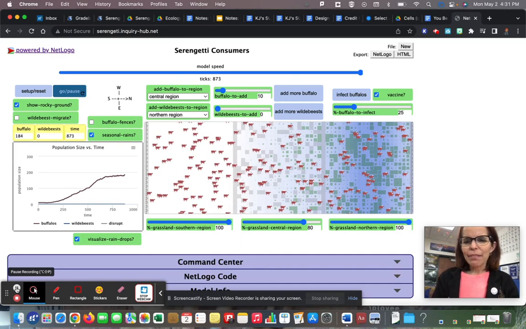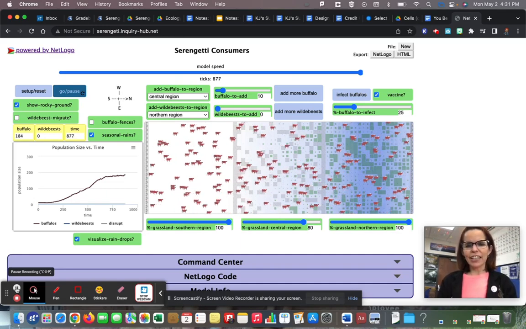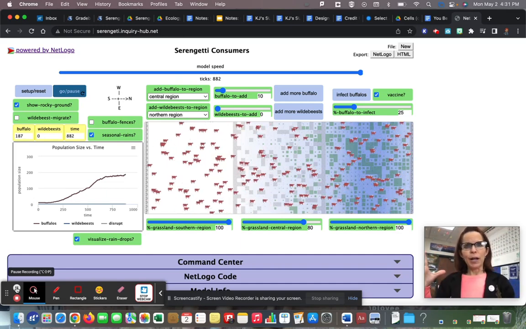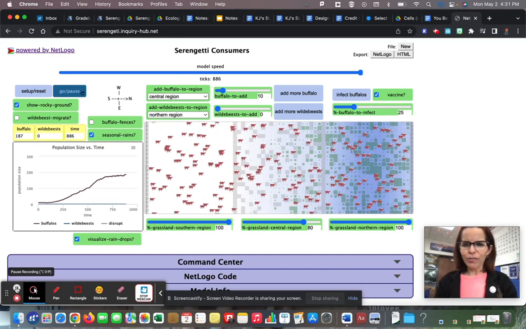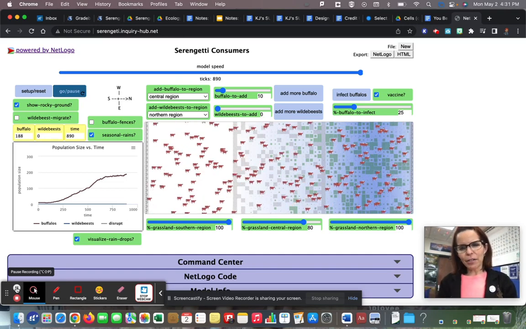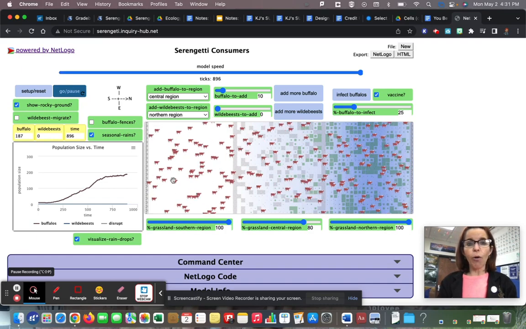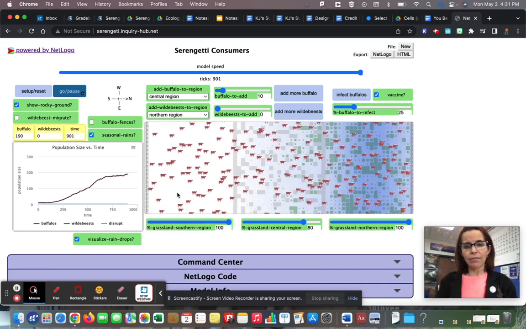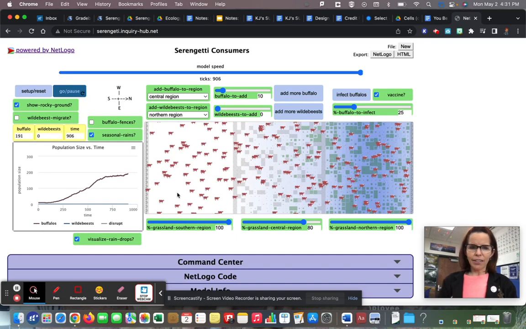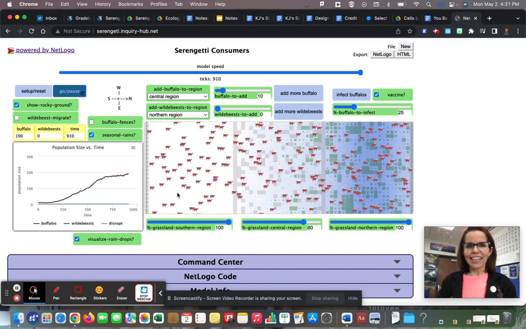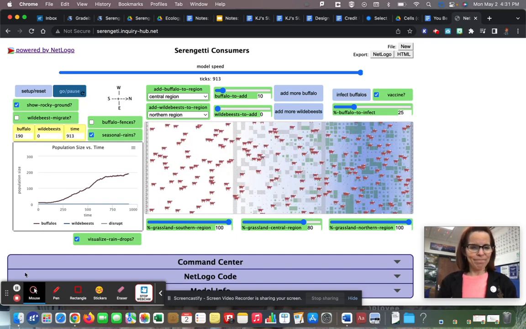Hey, I thought I'd cut in for just a second and let you take a look at what's happening and how many buffalo there are all over the place. The seasonal rains are back up in the north again. Notice that these guys out here have no food left because the rains have gone up north, but the rains are on their way. So let's see how they end at 1500.